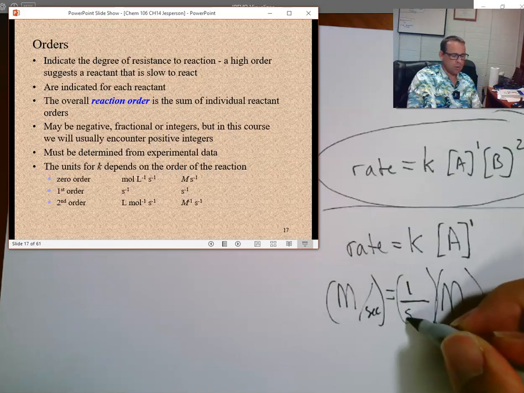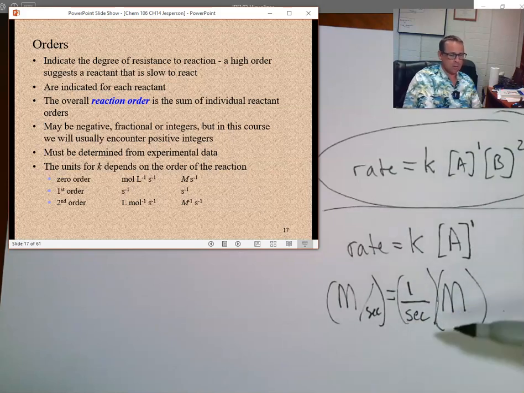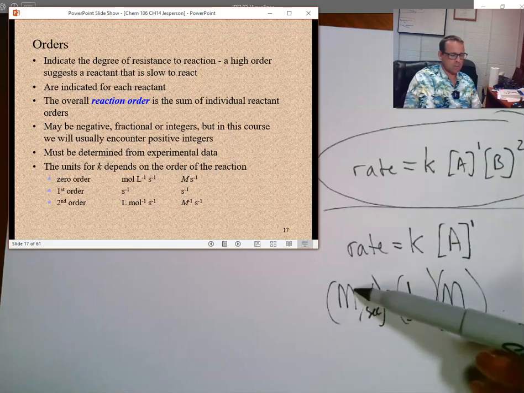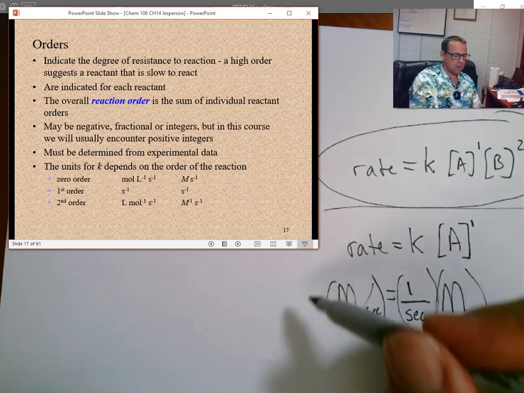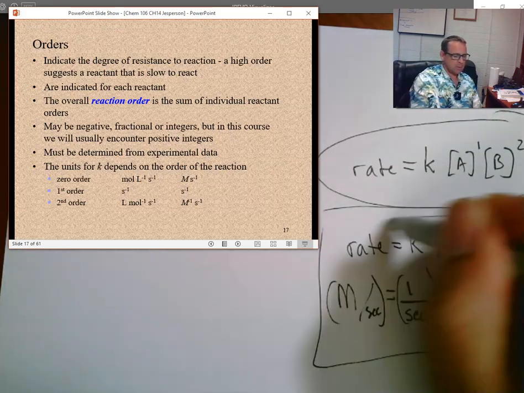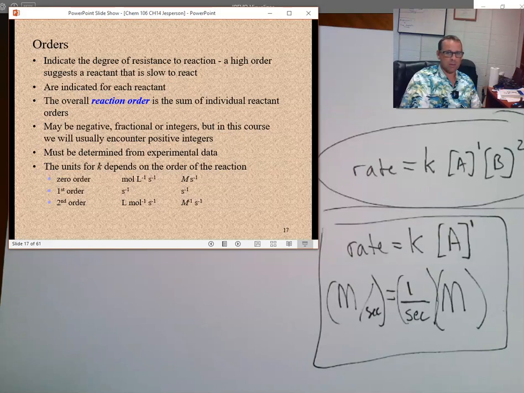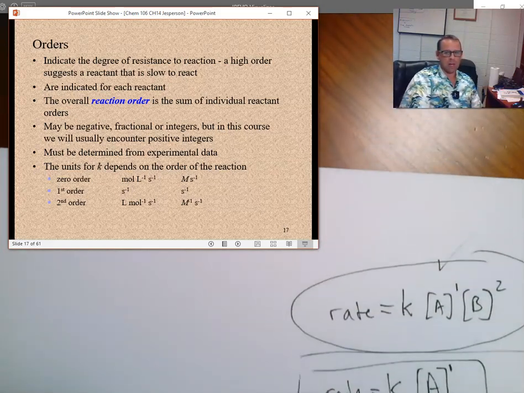It's 1 over seconds, right? Oh, okay. Can you see that? Because molar times 1 over molar second over second will give us mole per second. Very good. Now that is for one chemical reaction, but this rate law is for a different chemical reaction.